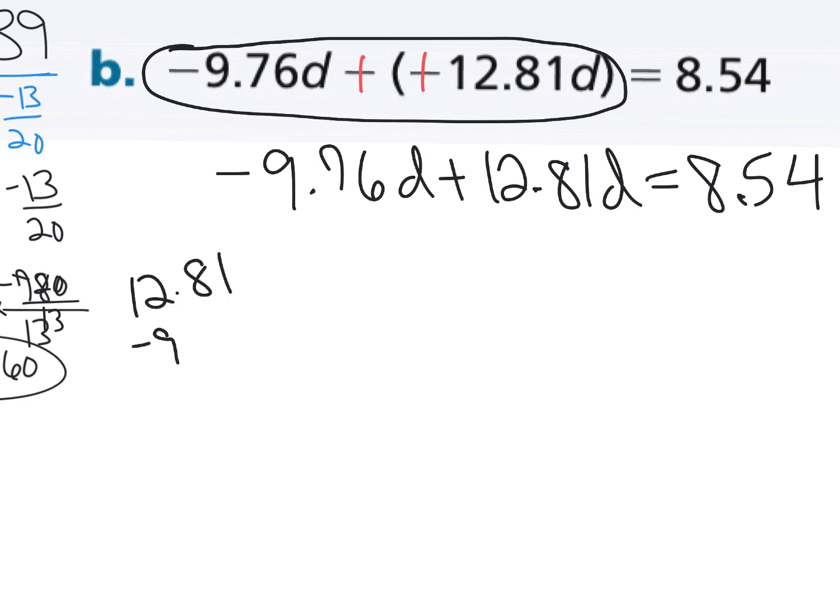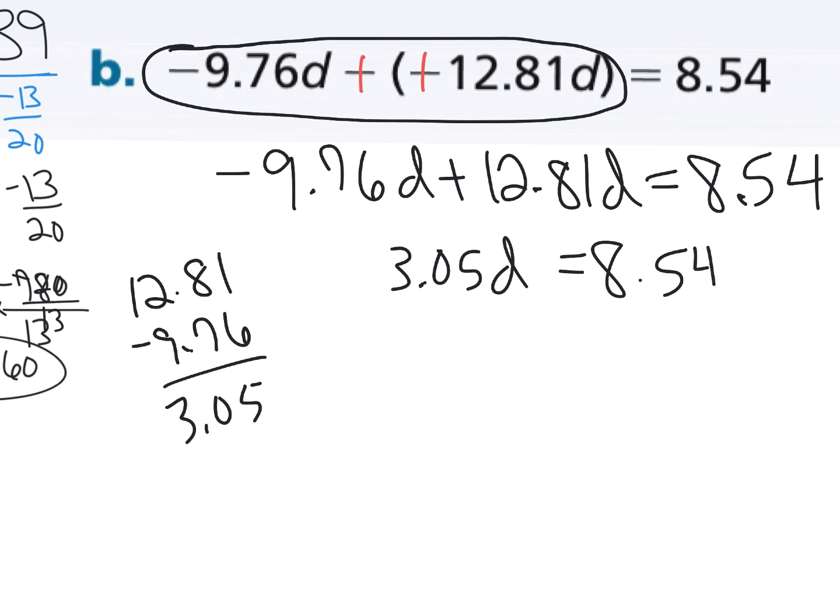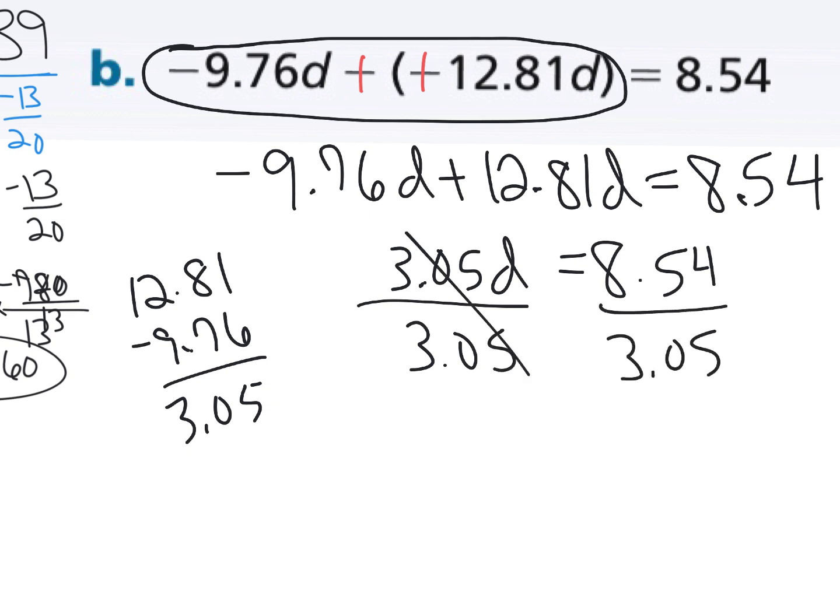So we can subtract these because we have some positives and some negatives. They're working against each other. Kind of like if you had $12.81 and you owed $9.76, you're going to have $3.05 left. So this is 3.05D equals 8.54. At this point they're multiplying, so we can divide by 3.05. We could divide that out by hand, but we could probably use a calculator if we're allowed to, and that would be 2 8/10.